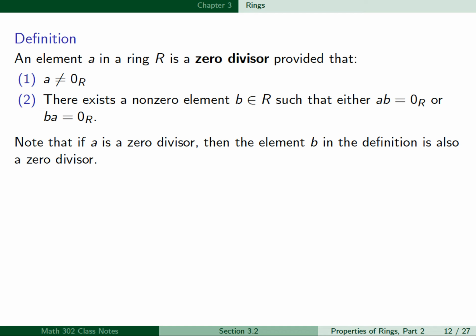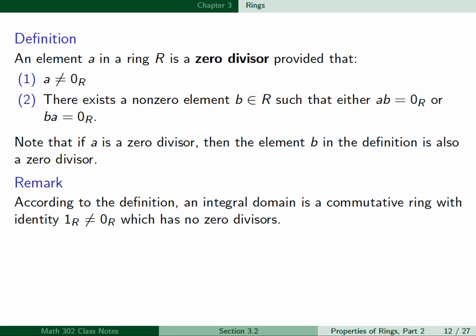Now note that if a is a zero divisor, then the element b in the definition is also a zero divisor. Now, according to the definition, an integral domain is a commutative ring with identity 1 sub R not equal to 0 sub R, which has no zero divisors. So that's another way to describe an integral domain.